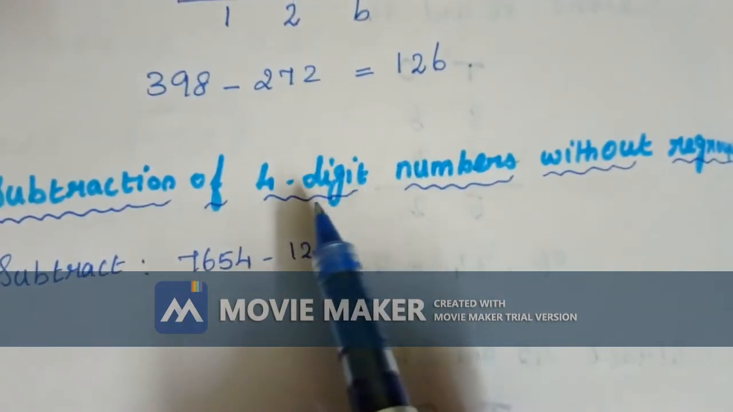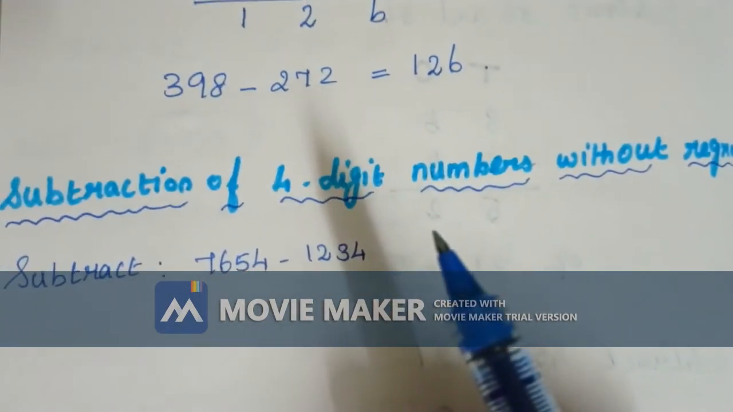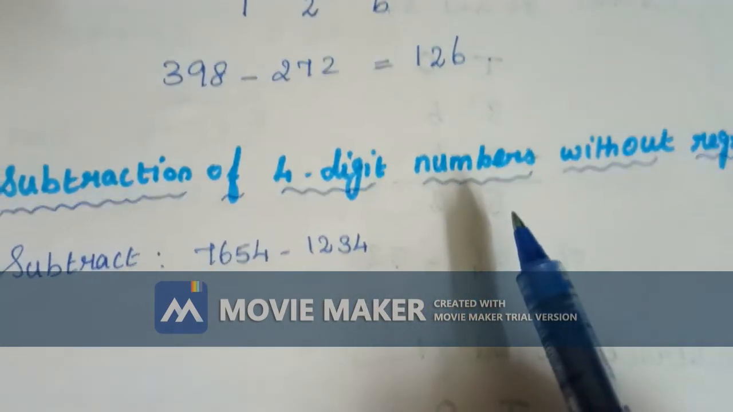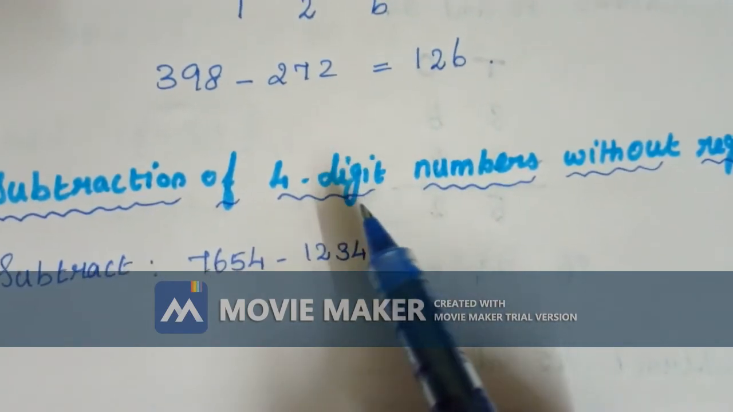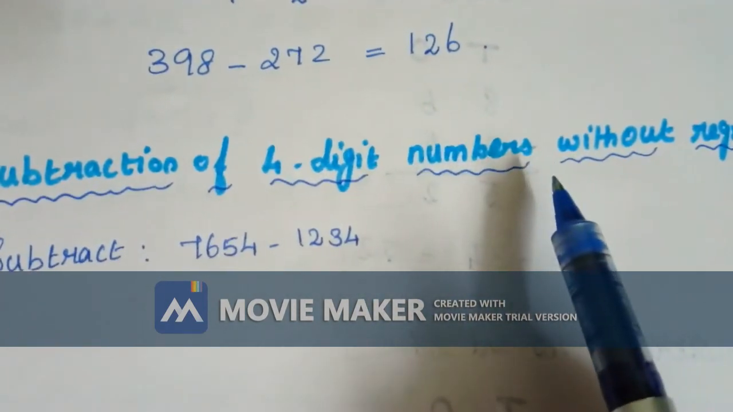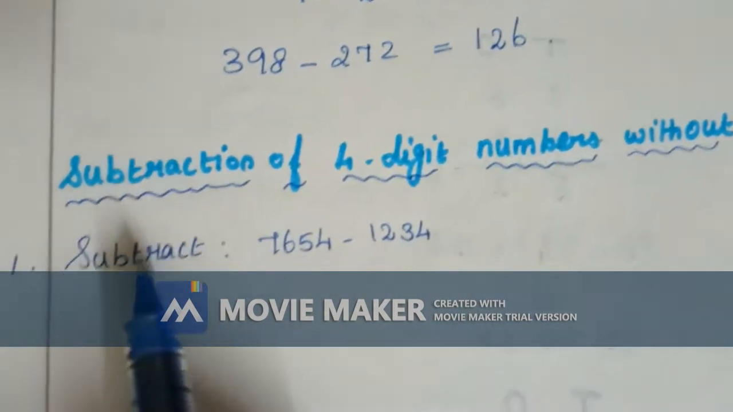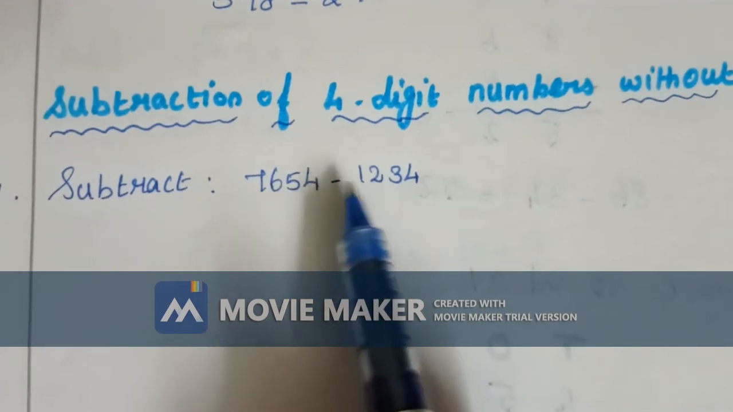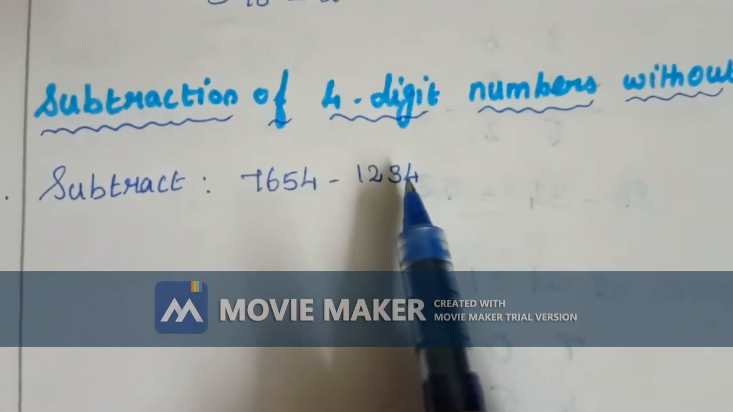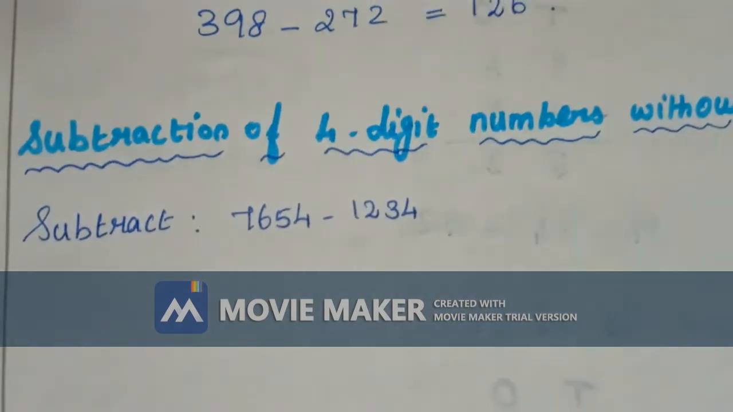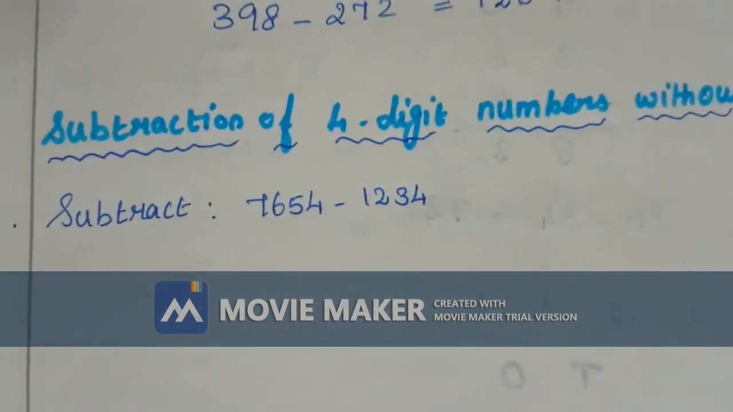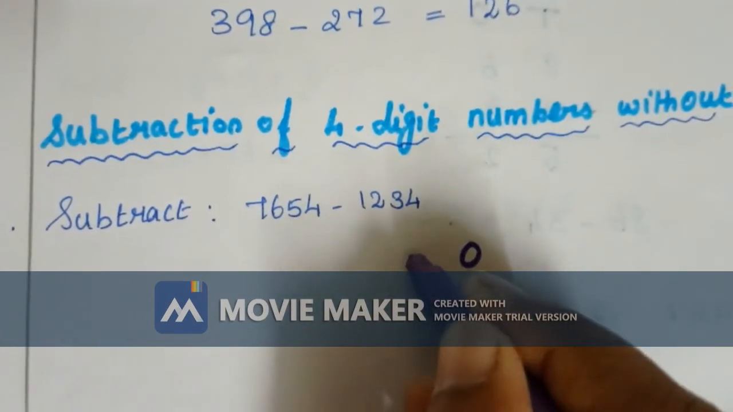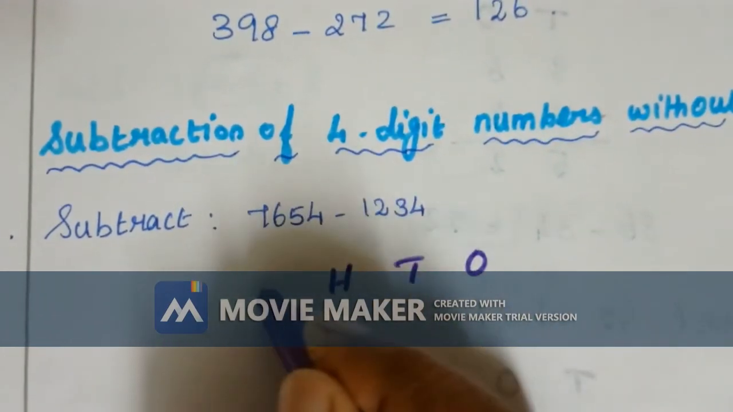Okay. Now we are going to see the 4-digit numbers. We already learned 2-digit and 3-digit numbers. Now we are going to learn about subtraction of 4-digit numbers without regrouping. Okay. So the first question, subtract 1234 from 7654. So children, these two are 4-digit numbers. So the 4-digit numbers have 4 values. They are ones, tens, hundreds and thousands.